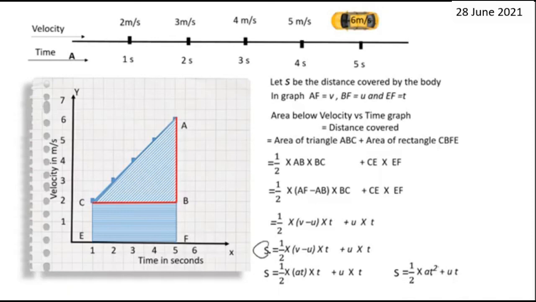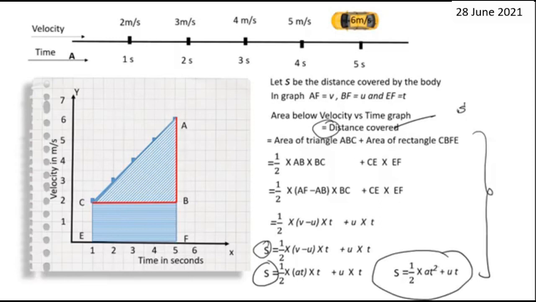Now what is S here? S is the distance covered, the symbol given for distance covered. So please go through this video again, but this is the second equation of uniformly accelerated motion. This can even be written as S equals UT plus half AT square.